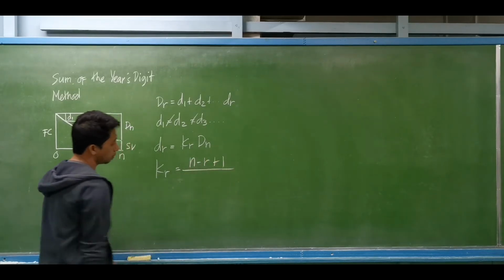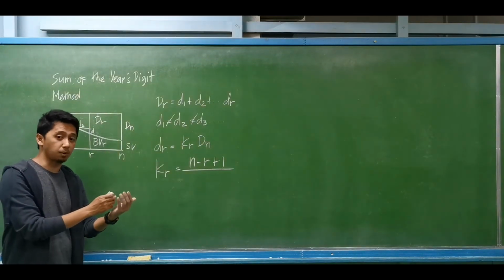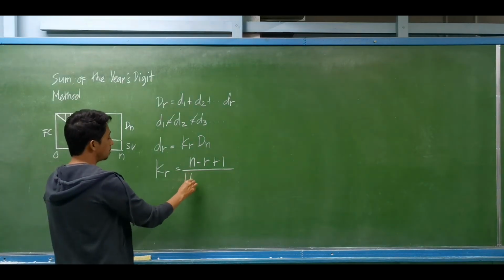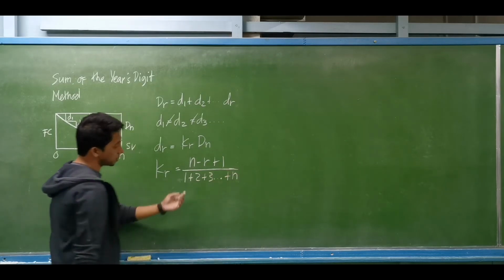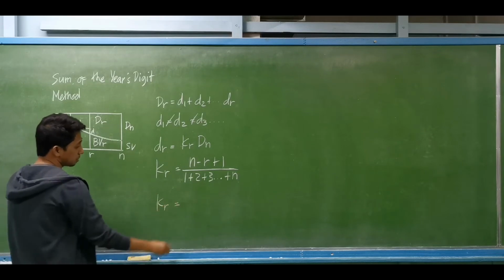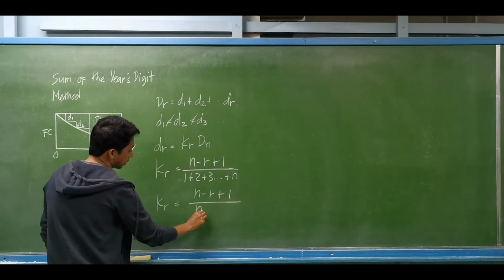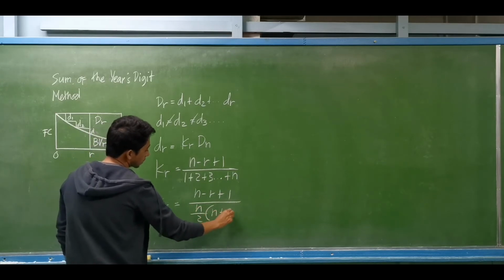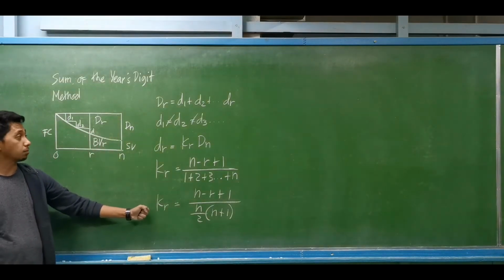This is divided by... why is it called the sum of the years digit method? You are to add up the digits of the years, that is 1 plus 2 plus 3 up to plus n. As you can see, the denominator is in arithmetic progression, that is the same as n minus r plus 1 divided by the number of terms over 2, times the last term plus the first term, which is 1. This is the equation of k sub r.